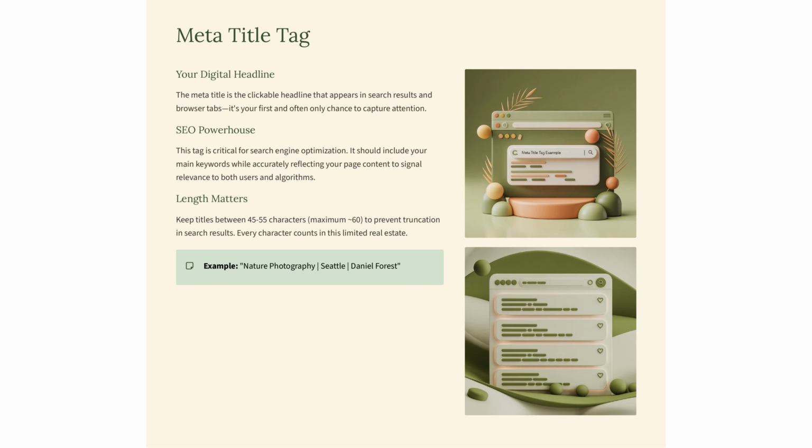The meta title tag serves as your digital headline, crucial for capturing attention in search results and browser tabs. It should include main keywords and reflect page content for search engine optimization effectiveness. Keep titles between 45 to 55 characters to avoid truncation. Example: nature photography, Chaque Toi, Triatior, Seattle, Daniel Forest.